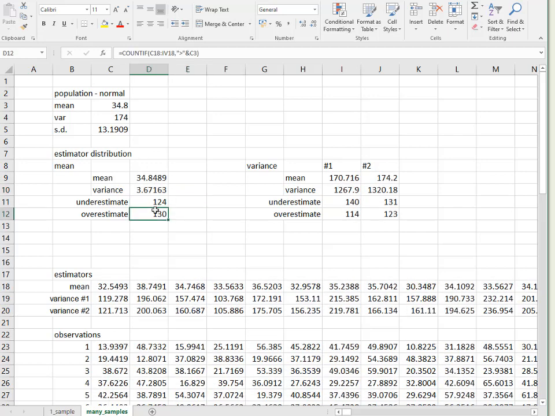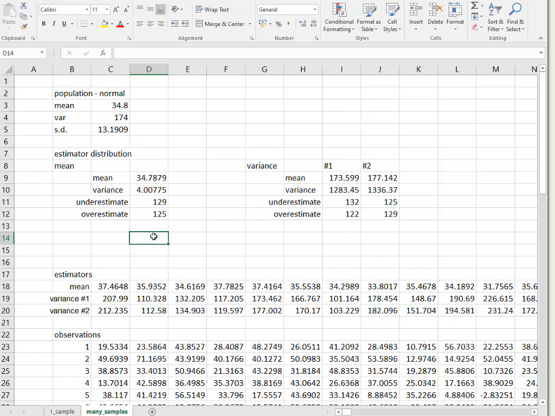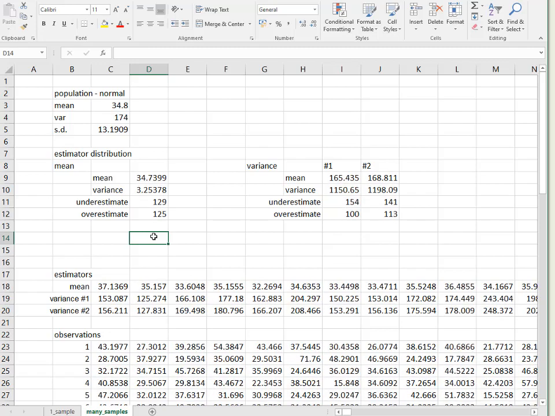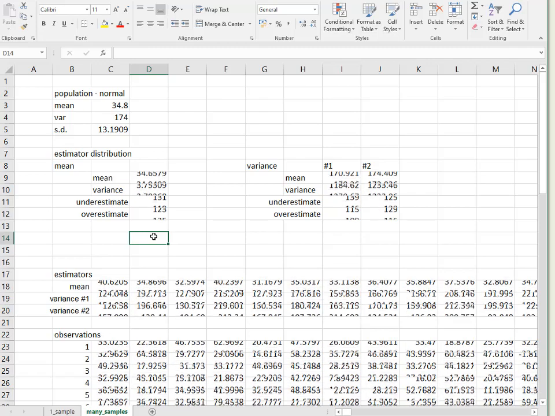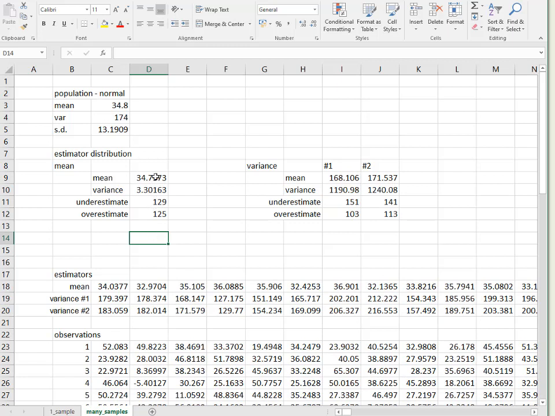Here we're just counting how many are underestimates, how many overestimates. That's a nice way to see whether it's biased or not. So are you more likely to get an under or an overestimate? You can see that if I just repeat it a few times, you're getting more or less the same number above as below. Sometimes more below, sometimes more above. But always it's pretty close to that 34.8. So that means a pretty good estimator.